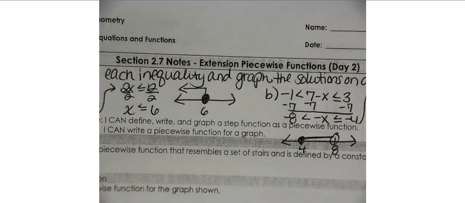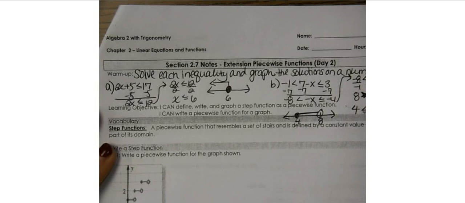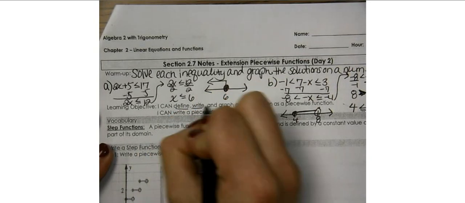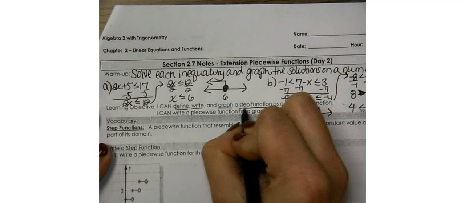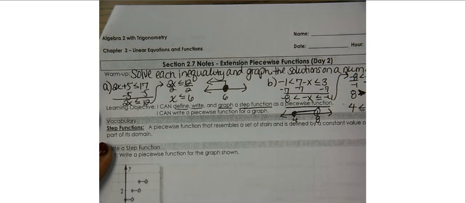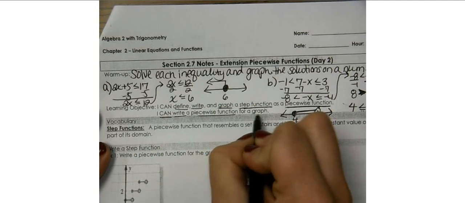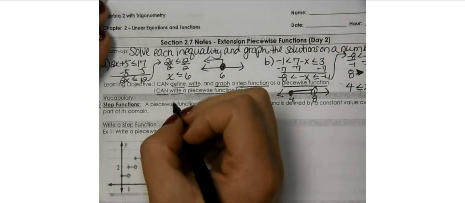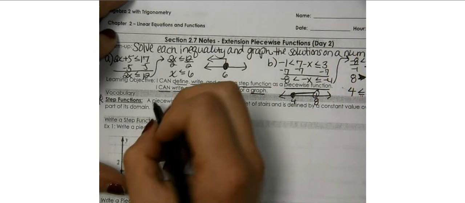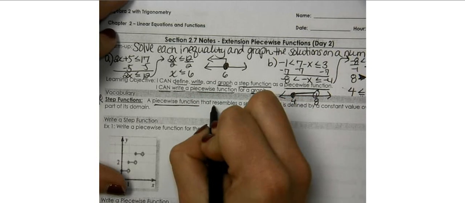So our learning objectives for today are for you to be able to say, I can define, write, and graph a step function as a piecewise function. And I can write a piecewise function for a graph. So the first thing that we're going to talk about is a step function and what a step function actually looks like. Now, a step function is a special type of piecewise function. It is a piecewise function that actually resembles a set of stairs, and it is defined by a constant value over each part of its domain.